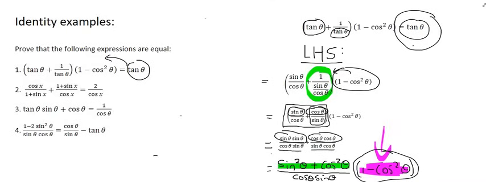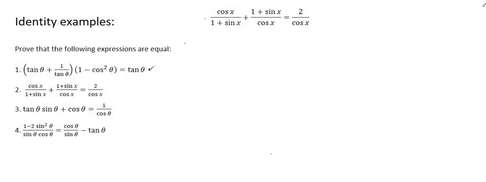So now, because we have proven it, we can say, therefore, left-hand side is equal to the right-hand side. And that would be the end of that question. Okay, and then we can go on to the next example. We can now start number 2.